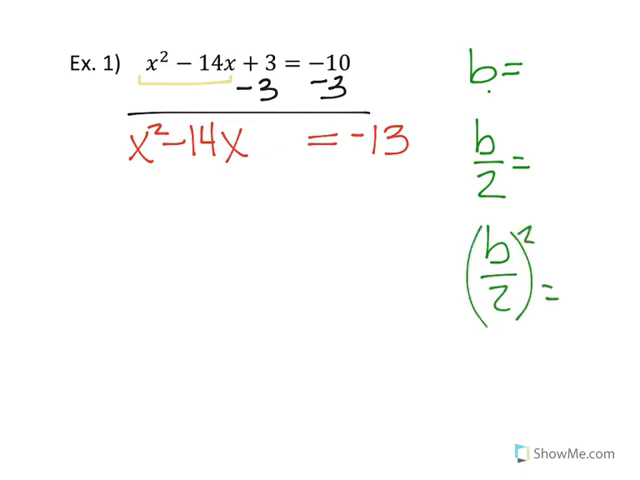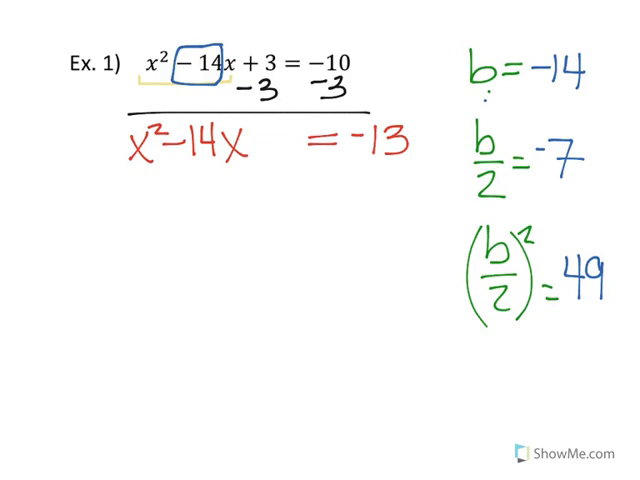So we always start with b. B again is the number that is in front of the x term. So in this scenario, b is negative 14. And the negative does matter, so make sure that you include it. Now b over 2 would be negative 14 divided by 2, which would turn into negative 7. And b over 2 squared would be negative 7 squared, which would turn into a positive 49.